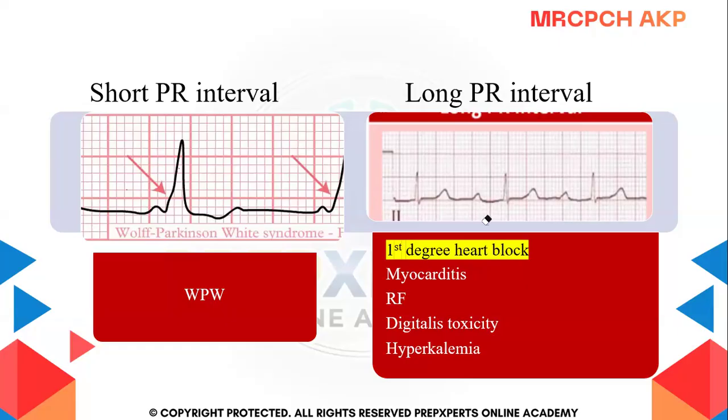Okay, coming to the long PR interval. So what is a long PR interval? Any PR interval that is greater than 0.2 seconds or 200 milliseconds, we call a prolonged PR interval. Here you can see that the PR interval is very, very long, from here till here. Okay. Again, it's very long.